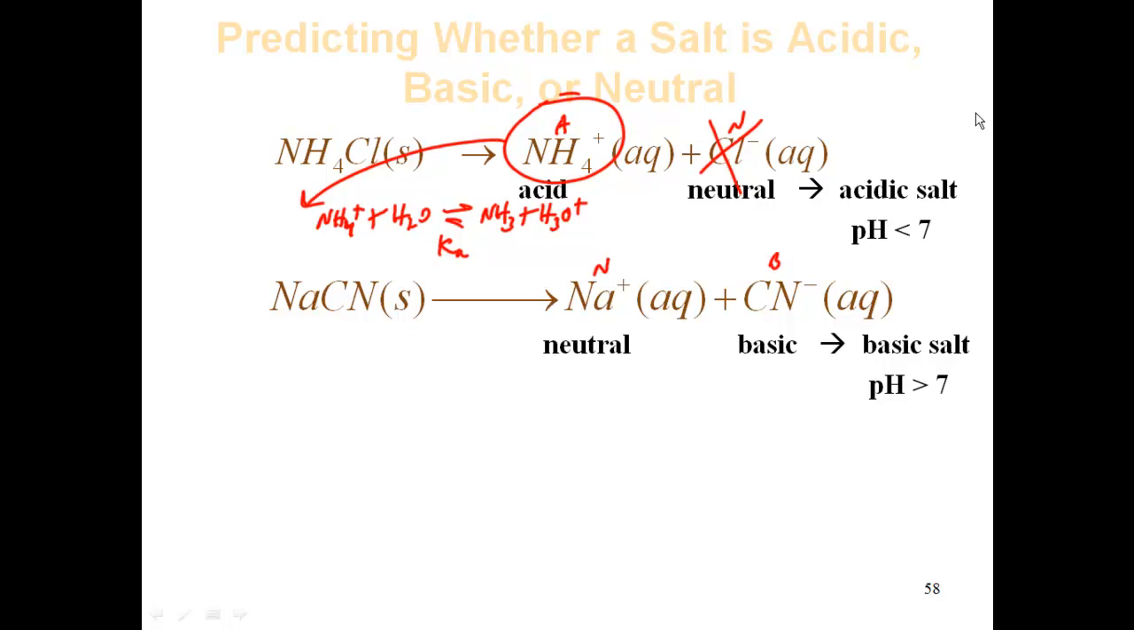Now, where would I go from here if I was actually trying to calculate the pH of the solution? Well, I'm not going to worry about the sodium because it's neutral, but I will worry about the cyanide because it's adding basicity. So then I would have to do my hydrolysis, which would be CN minus plus water gives me HCN plus OH minus. And since we're talking about a base hydrolysis, my K would be what? A Kb.